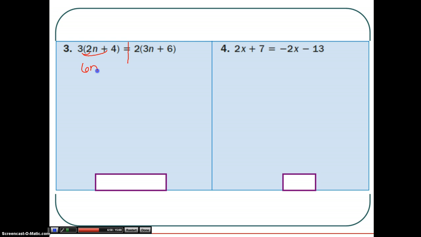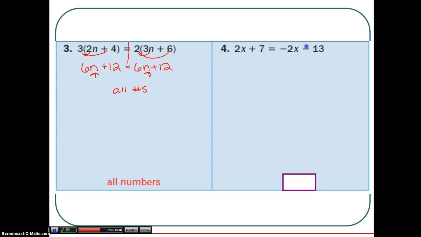3 times 2 is 6n. 3 times 4 is 12. 3 times 2 is 6n. 2 times 6 is 12. You can see I have the same expression on both sides. So this is all numbers, because any number I put in for n is going to make it a true statement.